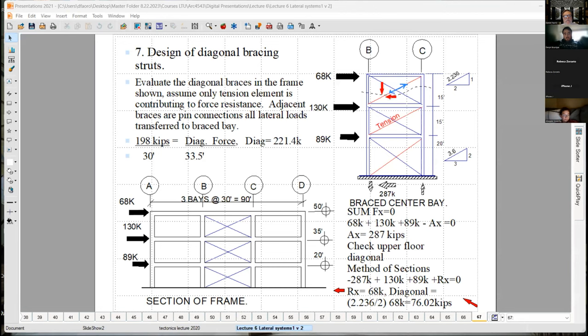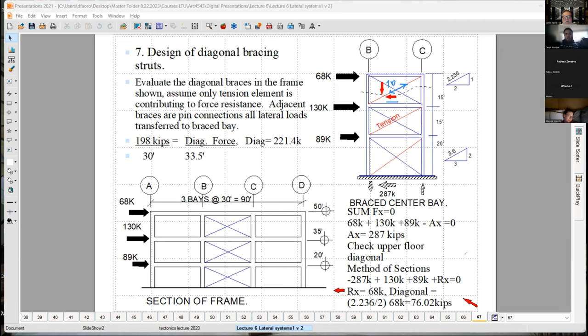So what is my x-axis force magnitude here? Well, I'm sorry, our x-axis force magnitude would be the 68 kips, correct? My diagonal force would be the ratio of the hypotenuse value, 2.236 from the upper right, divided by 2. That's the horizontal dimension between B and C, and the diagonal, which is the diagonal brace dimension. That ratio multiplied by 68 kips gives me 76.02 kips. So we have 76.02 kips up here being my diagonal tension force.